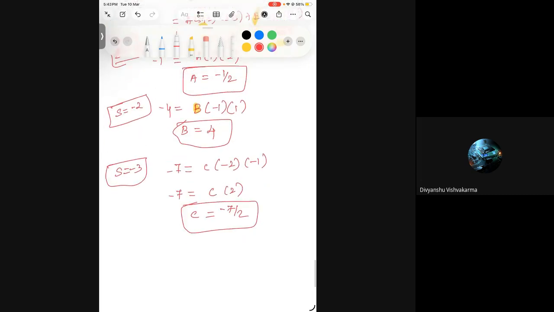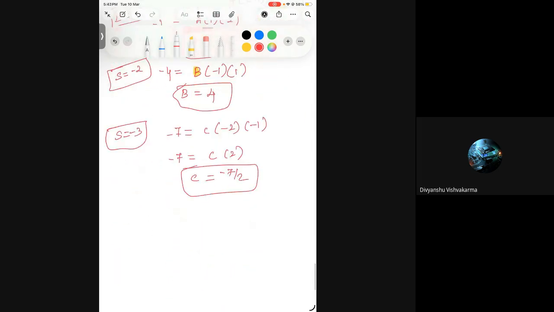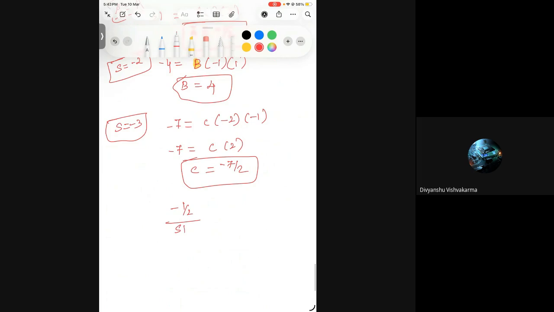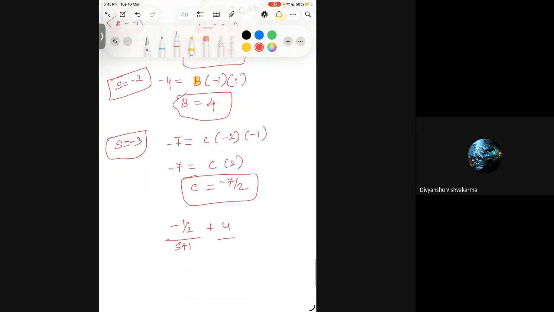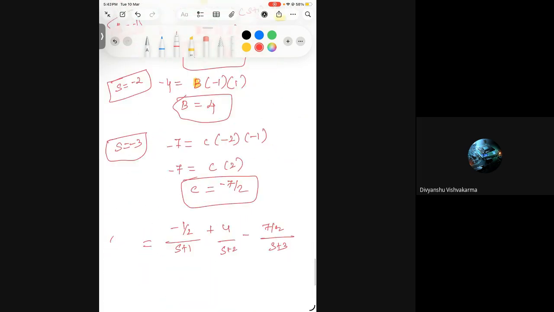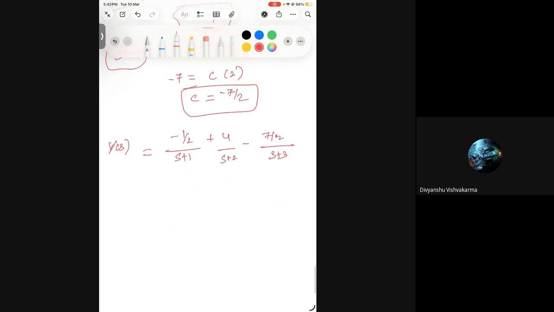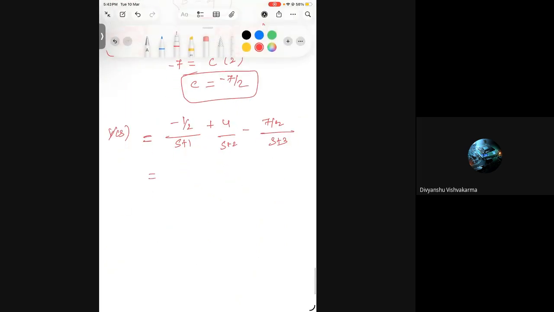Okay, now I have each term. So this will become minus 1 by 2 by s plus 1 plus 4 by s plus 2 minus 7 by 2 by s plus 3. This is your y of s, not y of s divided by x of s, because x of s we already multiplied in here. So only y of s will be there. This x of s has already gone in here, right?